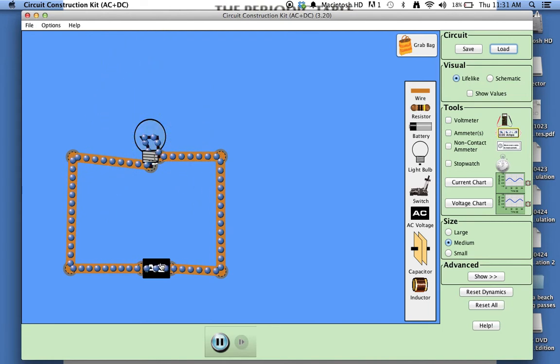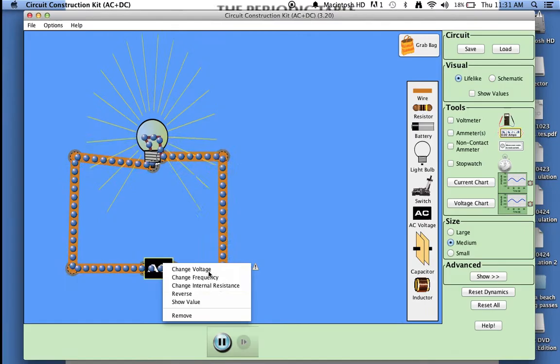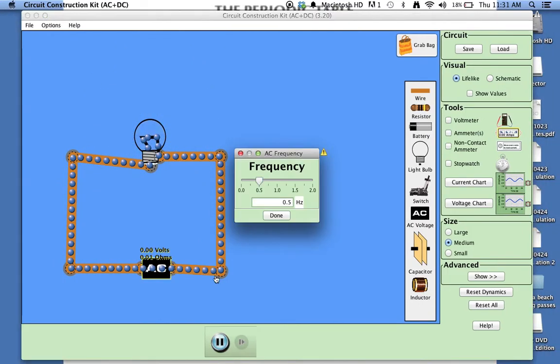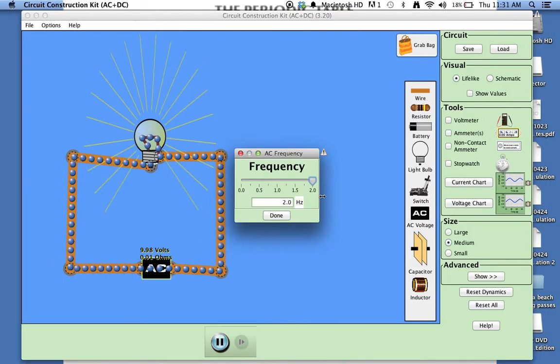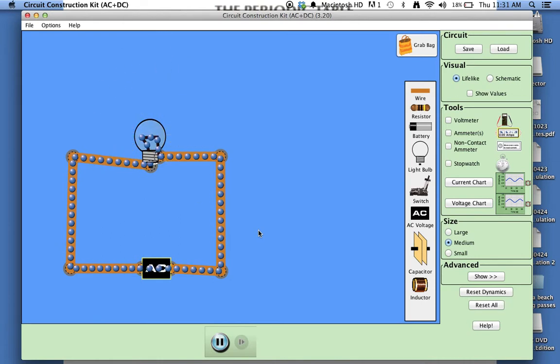Let me change the frequency here. If I change the frequency to the max, now the frequency is 2 Hertz. That's 2 times per second that it's going back and forth. In your actual house, your light bulbs are flickering 60 times per second. You can't actually see it, but this is going on in your house. So this is an example of alternating current.